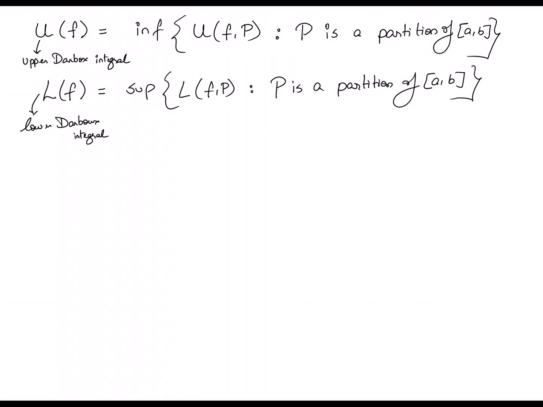Now, one fact that we will prove, I think later in this video, is the following. Even though for a particular partition we know that U(f, P) is greater than or equal to L(f, P), what we will show in fact is that the infimum of U(f, P), which is what U(f) is, is still going to be greater than or equal to the supremum of all possible lower Darboux sums. This is true for any function. The infimum of the upper Darboux sums is greater than or equal to the supremum of the lower Darboux sums.